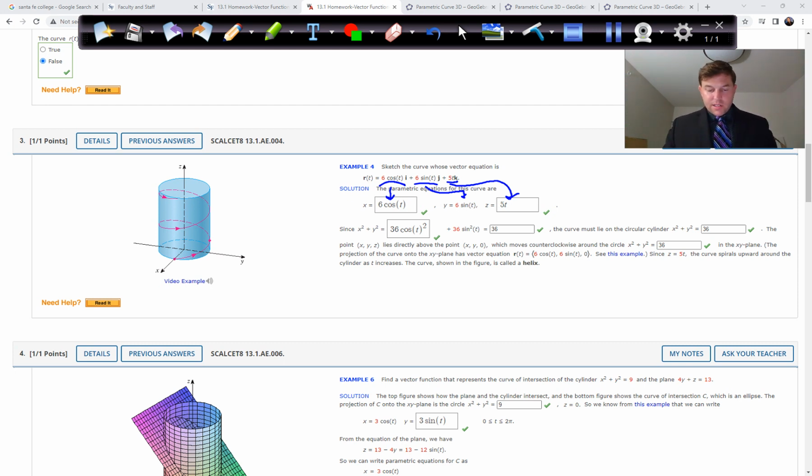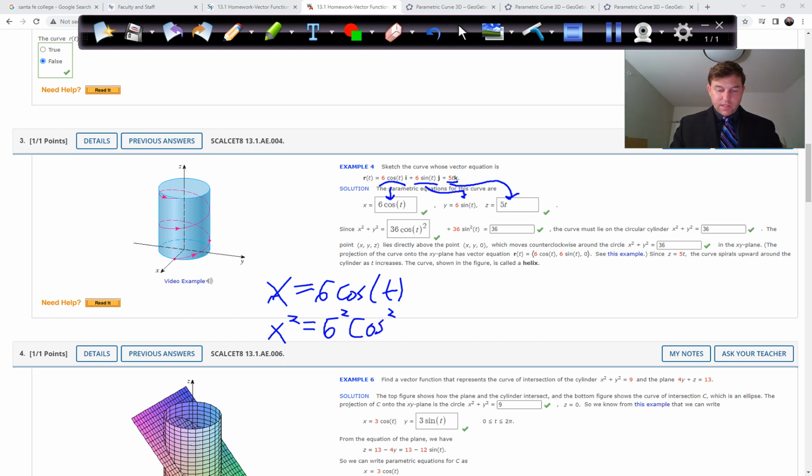Okay, then they say since x squared plus y squared equals 36 cosine squared t plus 36 sine squared t, so all they did was square. If x equals 6 cosine t, then x squared would be just square both of these things, 6 squared and then cosine squared t. And you can actually square that 6 and call it 36 cosine squared t. And then same with the y term, they squared that, so they're going to get 36 sine squared t.